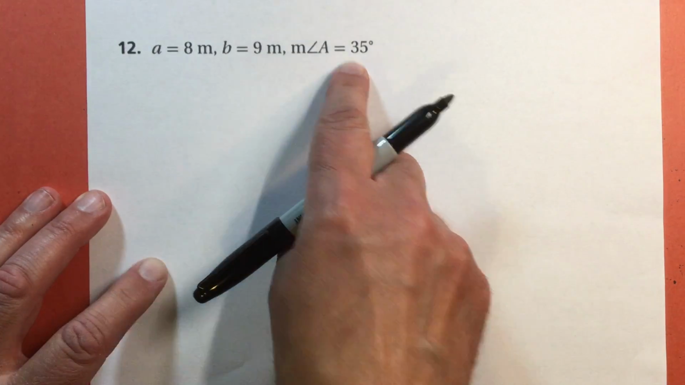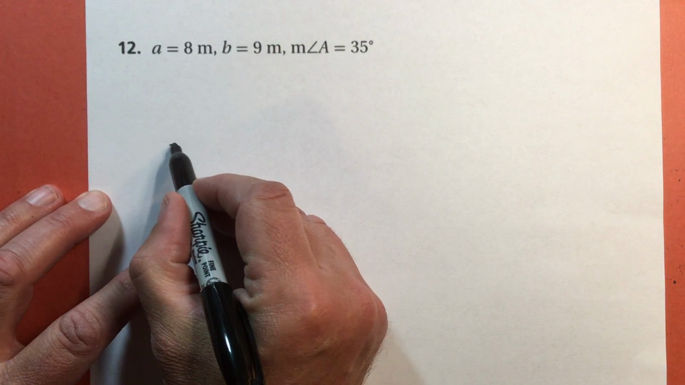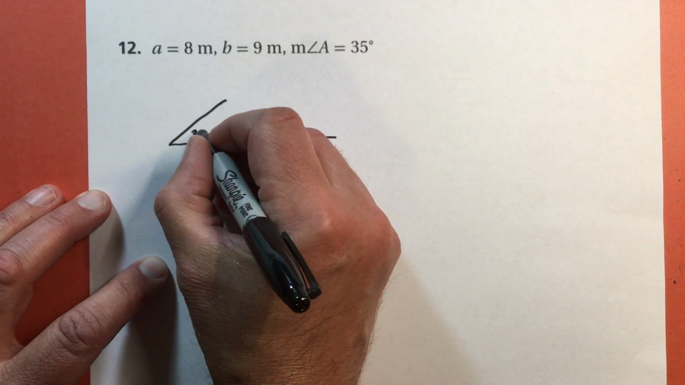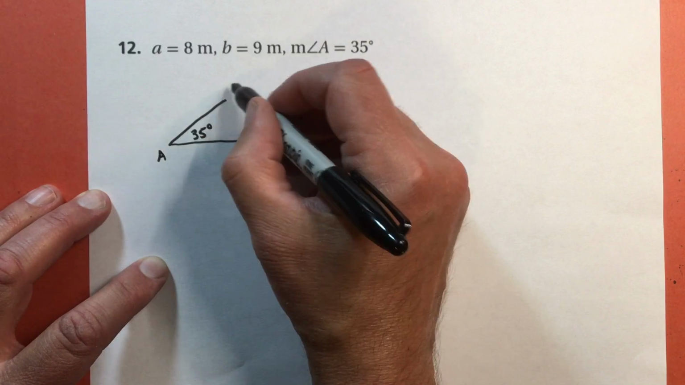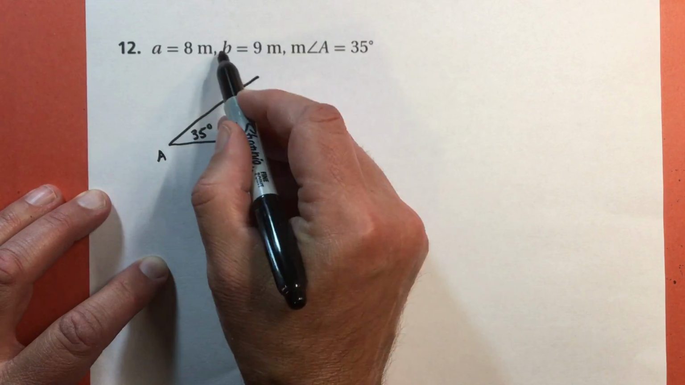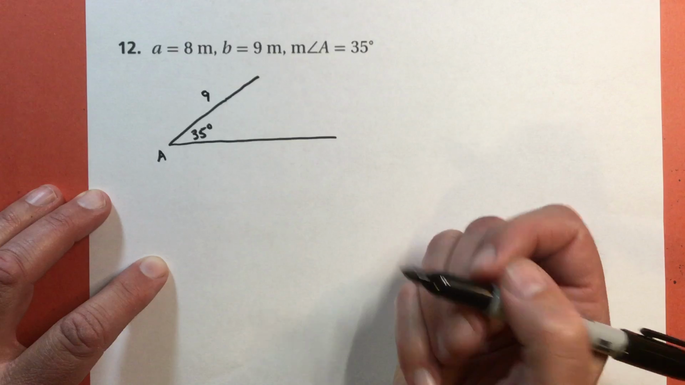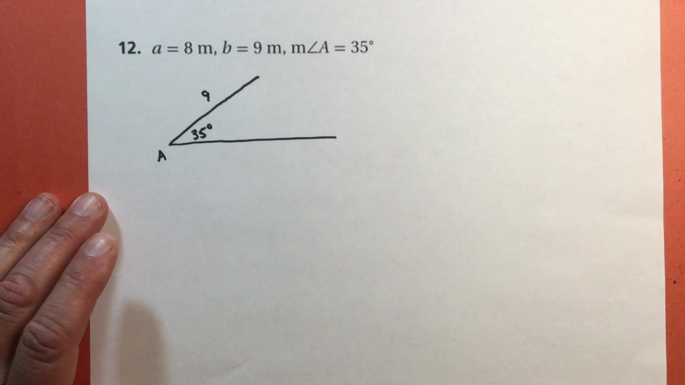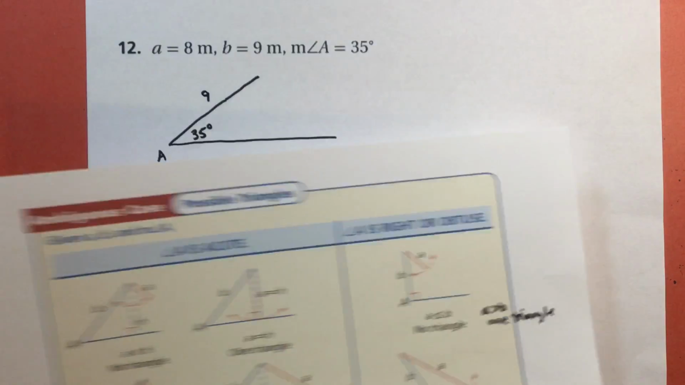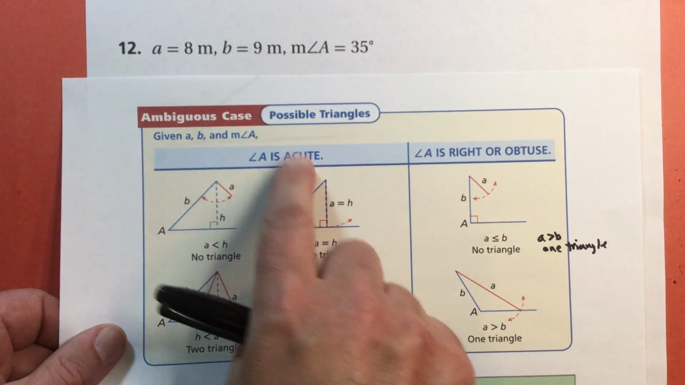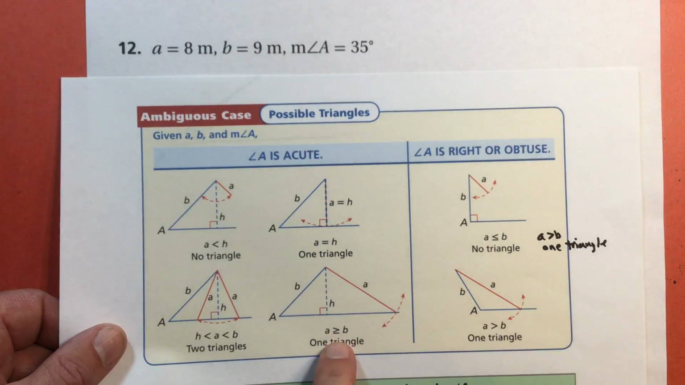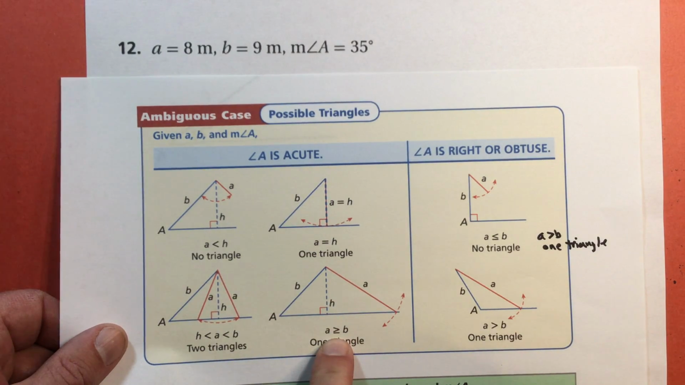Got another acute angle. Let's see what happens. This time I've got 35 degrees. So here's 35 degrees, angle A. If I draw this out a little bit more, here's side B, which is going to be 9. And now I've got 8. Going back to what I have here, it's acute, and A is less than B, and B is greater than A. So that means this is not going to work out. If A was bigger than B, I'd be able to get to work.